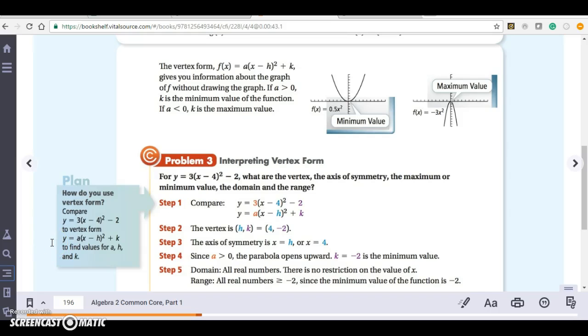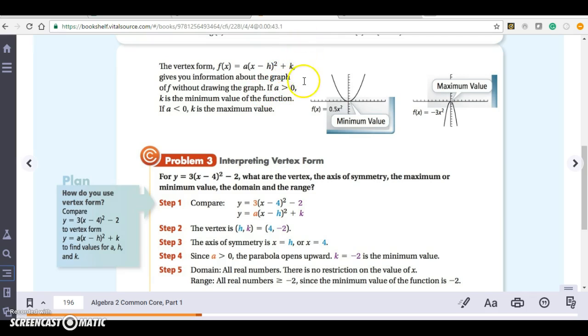Alright, so for the vertex form of a quadratic equation, we know that we have f of x equals a times x minus h squared plus k. This is the vertex form of a quadratic equation, and it gives you a lot of information about the graph. For instance, if a is greater than 0, then we know that the minimum value of the function is k.